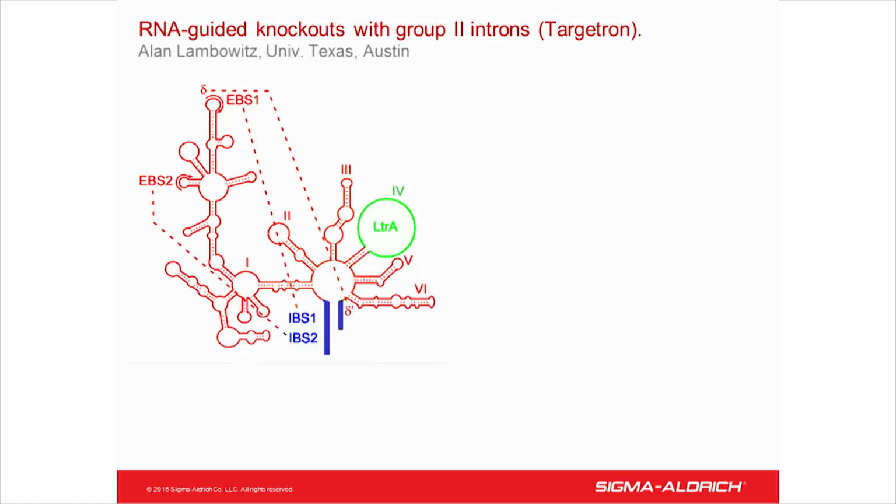So at Sigma, in about 2004, we licensed this technology from Alan Lambowitz at the University of Texas, Austin. We called it Targetron. It's a group 2 intron. Unlike a guide RNA, which is only 120 bases or so, this is sort of a monster. It's about 1 kb long and has lots of secondary structure. But the cool thing about it, like CRISPR, is that it's RNA guided, so it has a couple of loops.